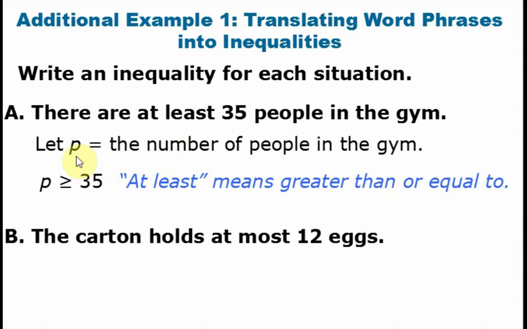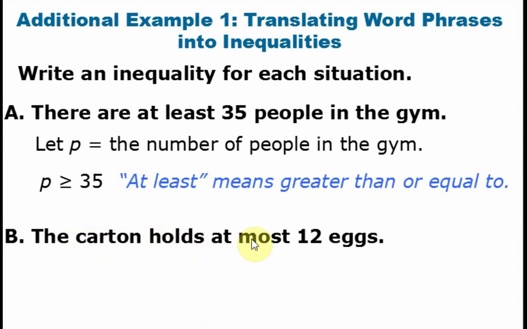We say let P be equal to the number of people in the gym. So at least means greater than or equal to. So P is greater than or equal to 35. At least means greater than or equal to. That is what we saw. At least stands for that.